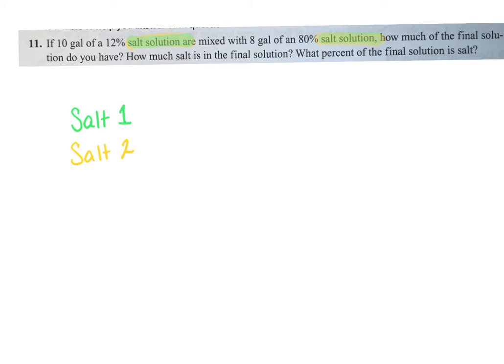All right, so how much of the first salt solution do I have? How many gallons of the first one do I have? 10 gallons, so I'm gonna put that there. How many gallons of the second one do I have? 8, right? All right, and then I have a percentage salt. How much percent is the first one salt? 12%. And how much is the second one? 80%. All right.